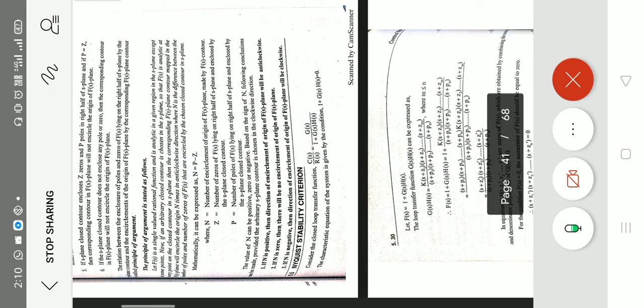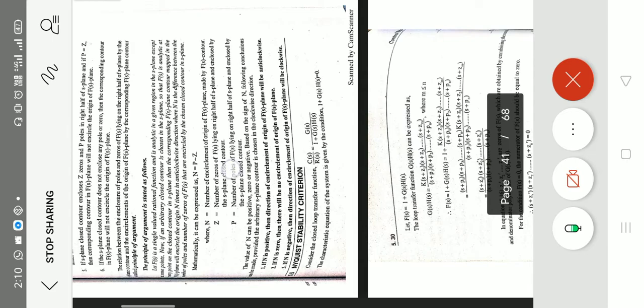Here we can represent how many Nyquist plots there are. Here N is equal to P minus Z. We can represent the N number of circles by using this formula: N is equal to P minus Z. Here P is the number of poles and Z is the number of zeros. Okay, the number of N circles in a Nyquist plot.